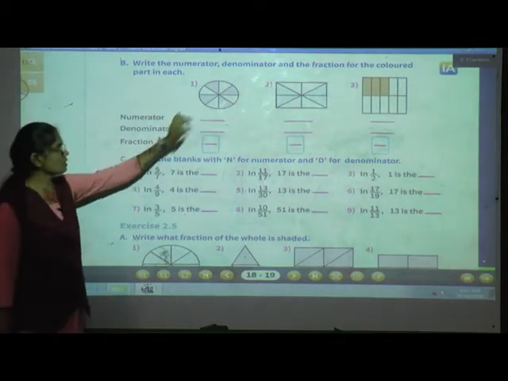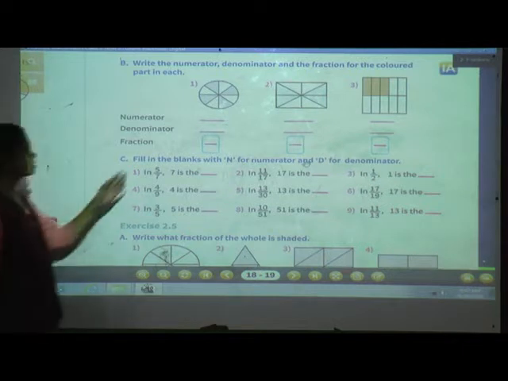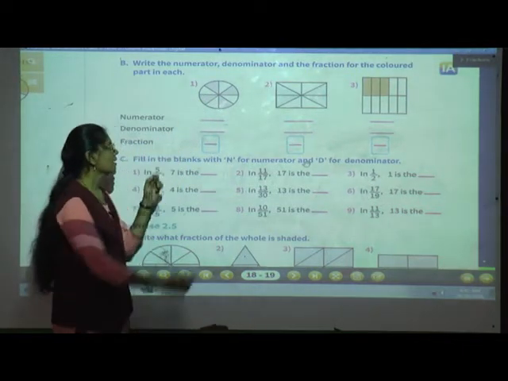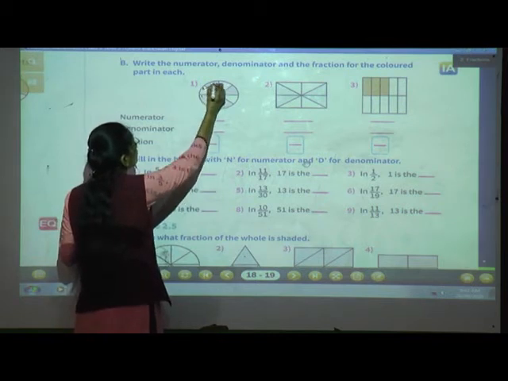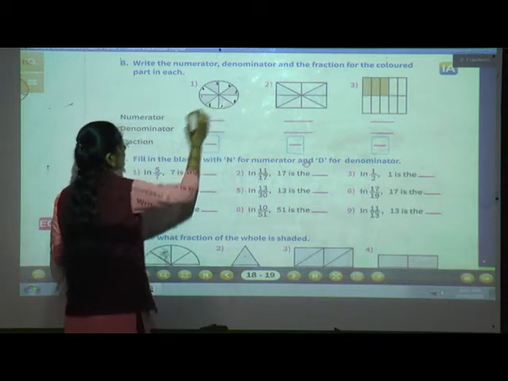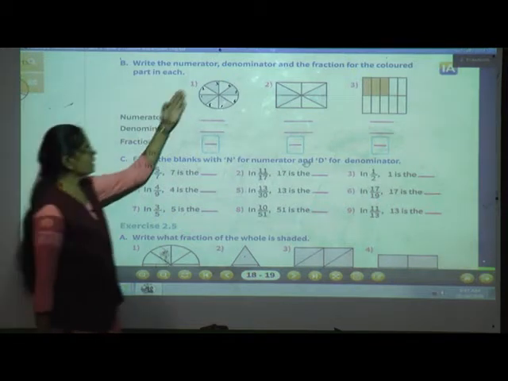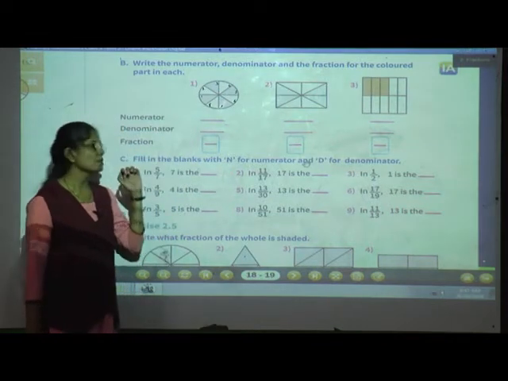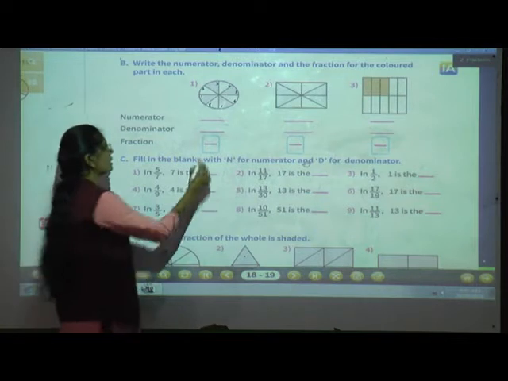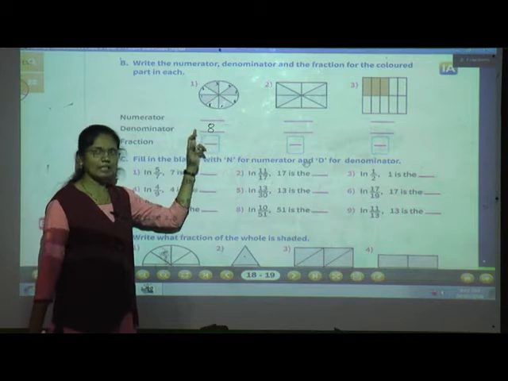Okay, so see this first example. Can you see this? Now in this circle, this whole is divided into how many parts? Let us count. 1, 2, 3, 4, 5, 6, 7, 8. This whole is divided into 8 equal parts. So what is the denominator? Denominator is 8, because the whole is divided into 8 equal parts.